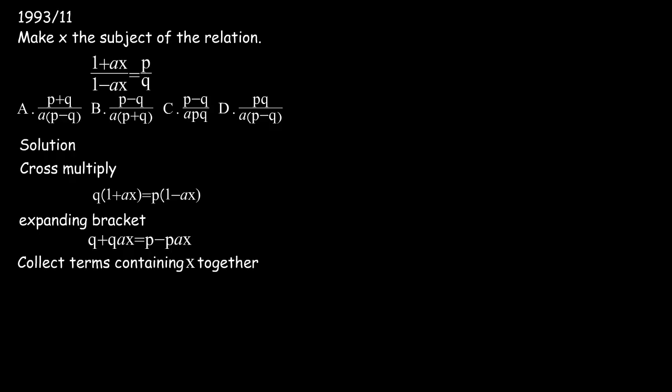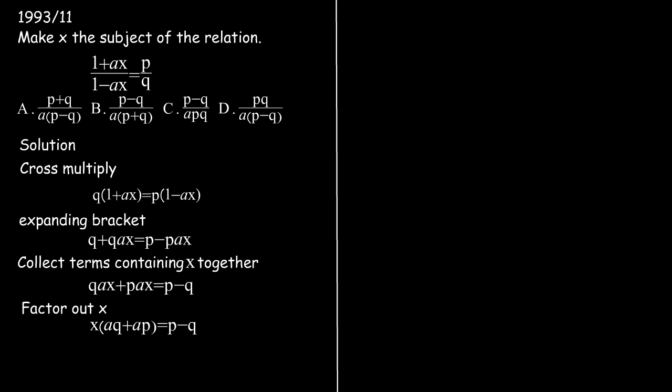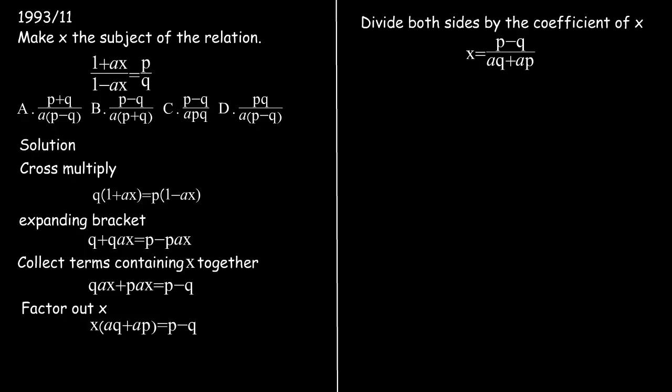Our next step is to collect like terms, or collect terms containing s together, which should make it to be qas plus pas is equal to p minus q. Now factoring s out in our left hand side, it becomes s into (aq plus ap) is equal to p minus q. Our next step is to divide both sides by the coefficient of s, which is aq plus ap, and when we do that, it becomes s is equal to (p minus q) divided by (aq plus ap). Factorizing our denominator, s will be equal to (p minus q) divided by a into (p plus q), and our correct option is B.